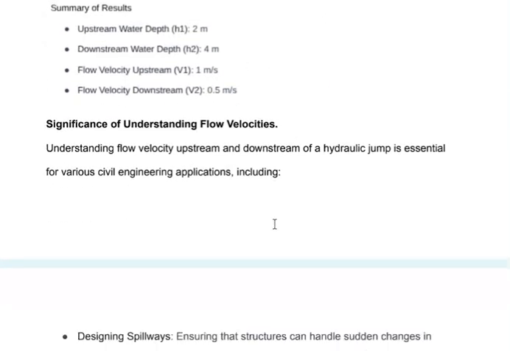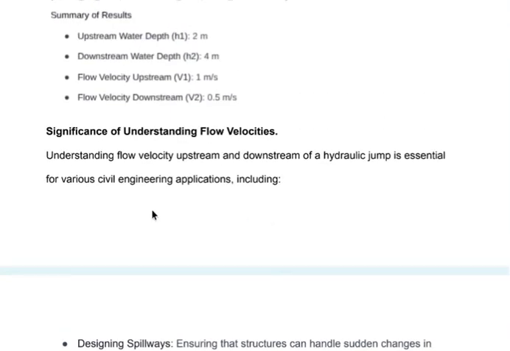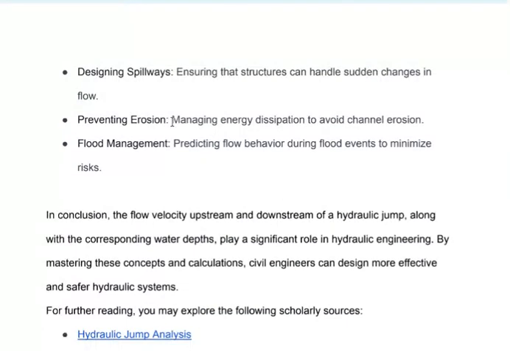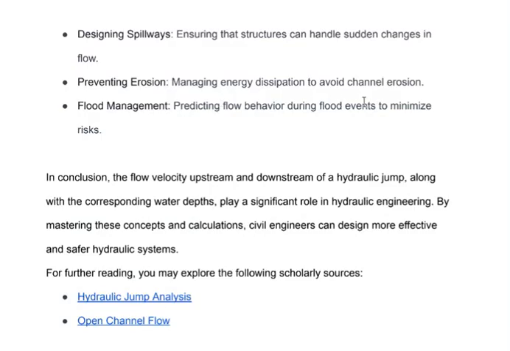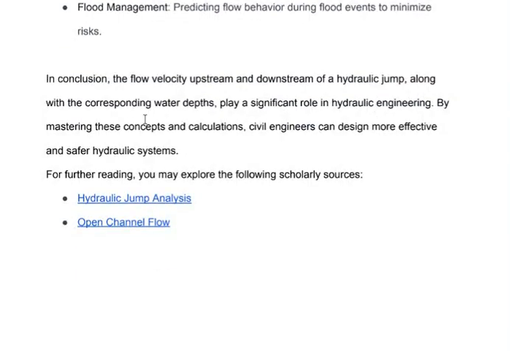Significance of understanding flow velocities. Understanding flow velocity upstream and downstream of a hydraulic jump is essential for various civil engineering applications, including designing spillways, ensuring that structures can handle sudden changes in flow. Preventing erosion, managing energy dissipation to avoid channel erosion. Flood management, predicting flow behavior during flood events to minimize risks.